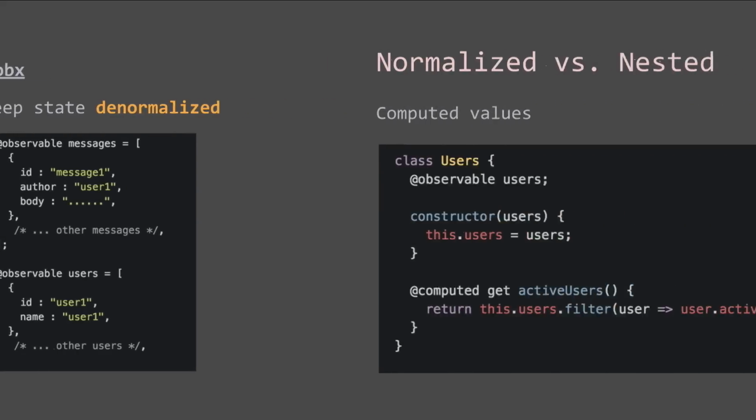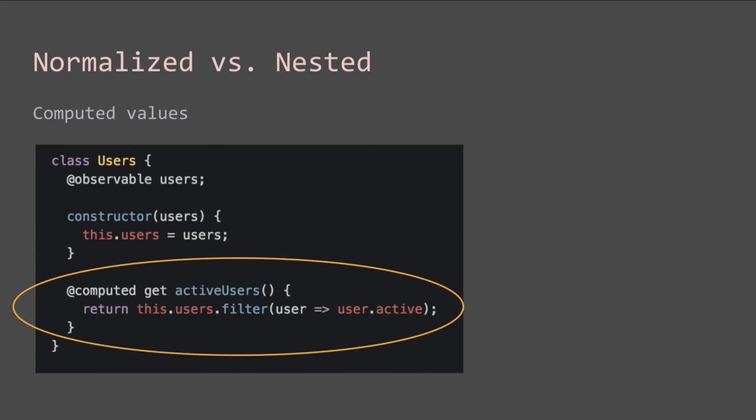The reason is that, as I said, Mobx has the concept of computed values and these tracked functions, so it automatically keeps track of what you care about. If you have a bunch of users and your view only renders the active users, then it'll automatically update when the active users update and no other time. So you don't have to worry about nested data causing a UI component to re-render unnecessarily.